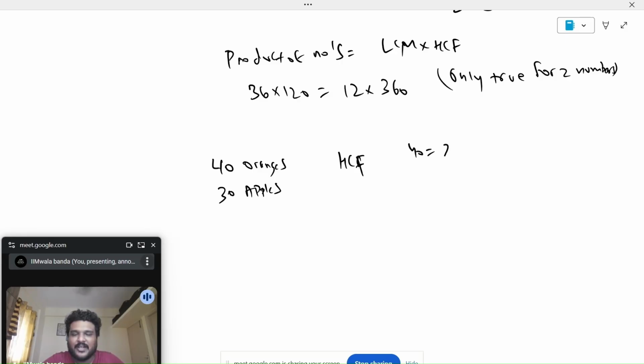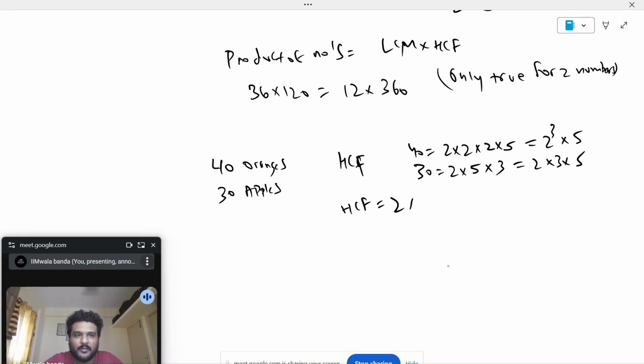Now 40 can be written as 2 into 20, 2 into 10, 2 into 5. And 30 can be written as 2 into 15, 5 into 3. So it is 2 into 3 into 5, and this is 2 cube into 5. HCF is common. What is common? 2 is common, 3 is not common, 5 is common. So 10. So I can say there will be 10 boxes.